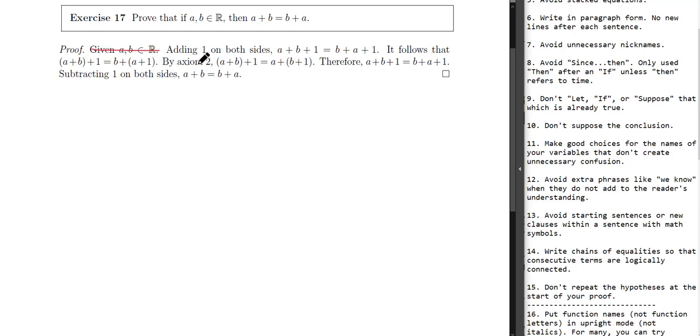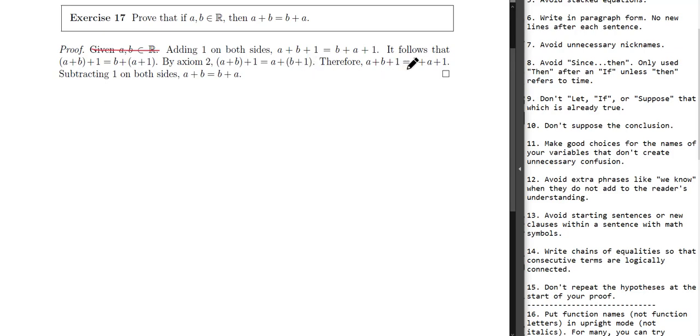It follows that A plus B plus 1 equals B plus A plus 1. Okay. Axiom 2, so you're going to use the associativity axiom. So you could just say that. In fact, that'd be the right thing. But A plus B plus 1 equals, okay, wait, what did you just do? You swapped the role of A and B. Okay, so associativity doesn't tell you that you could do that. That would take both associativity and commutativity, which you're trying to prove.